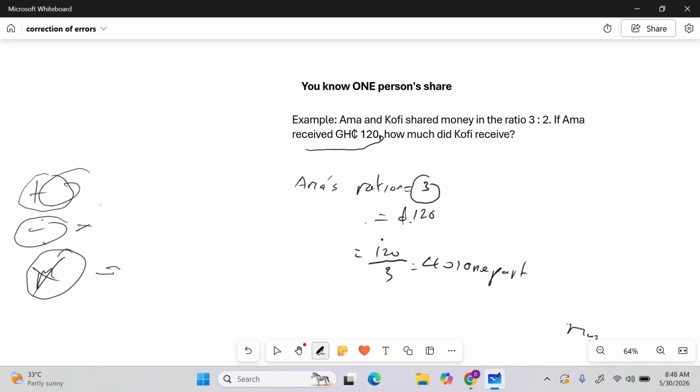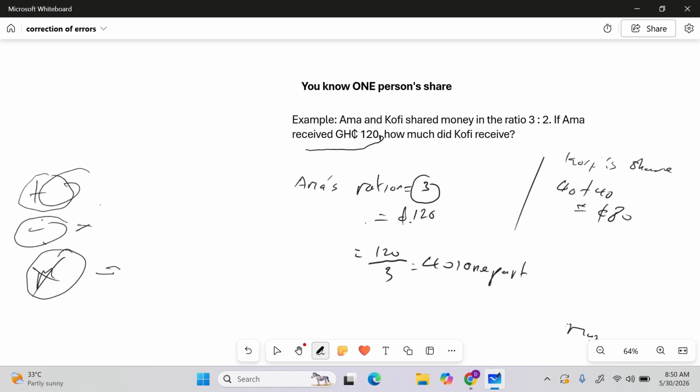Kofi's share is going to be 40 cedis plus 40 cedis. Why? Because Kofi is taking 2. That's the meaning of this. Kofi is taking 2 parts from the money. So 40 cedis times 2 will give us what?